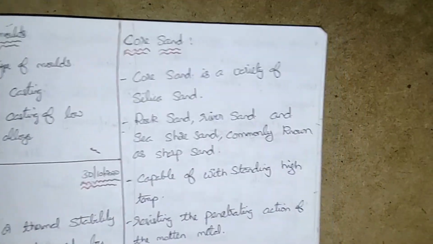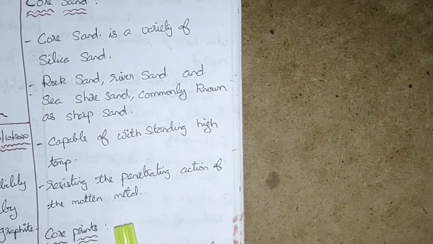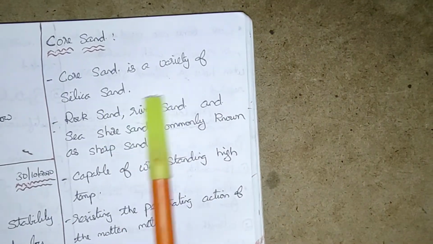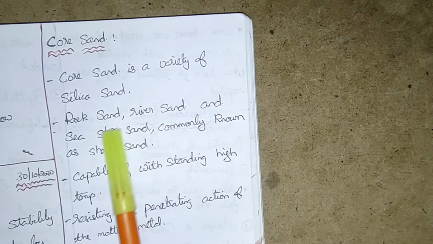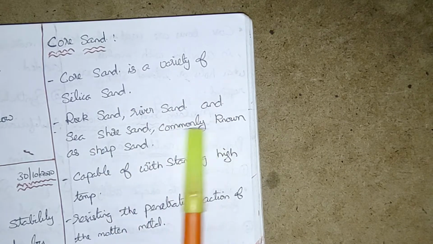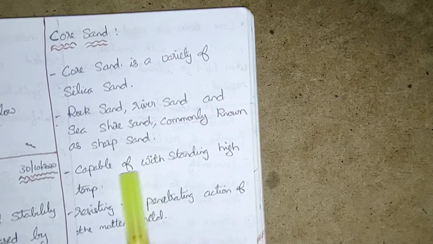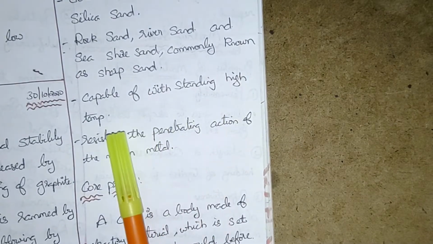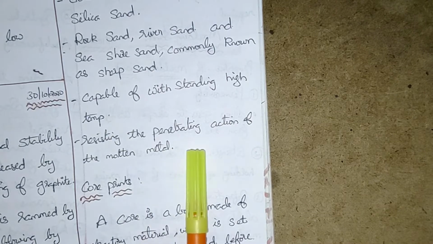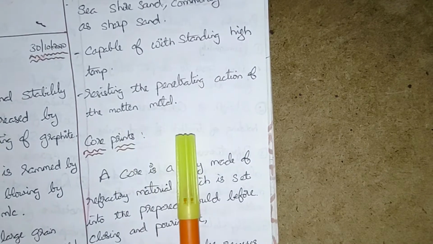Now we'll see core sand. Core sand is a variety of silica sand, rock sand, river sand and seashore sand, commonly known as sharp sand, capable of withstanding high temperature and resisting the penetrating action of the molten metal.